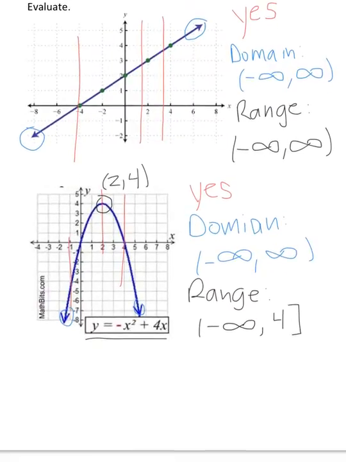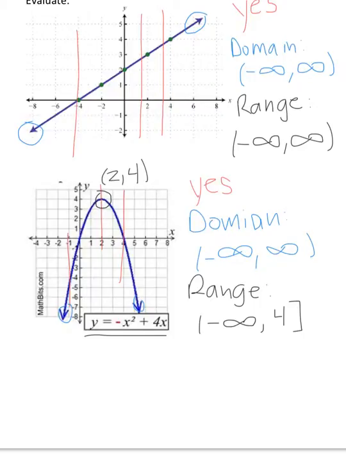Okay, so for this one, let's evaluate for a given value of x. Let's evaluate for the value x of 2. That means we're just going to plug in a 2 where we have x show up in the equation or in the function. So if we evaluate that, we do the squaring first and then we do the negative. So negative 4 plus 4 times 2 is 8. So if we evaluate at 2, we get positive 4.